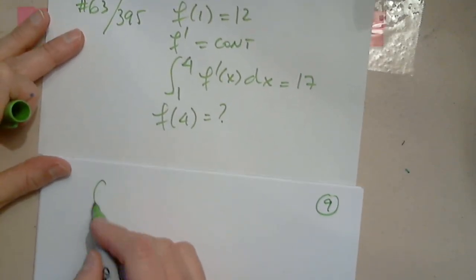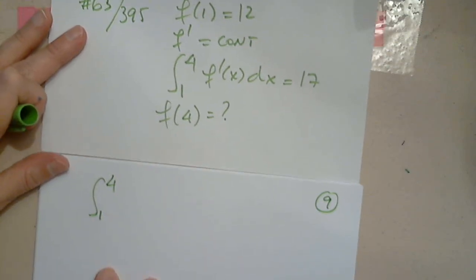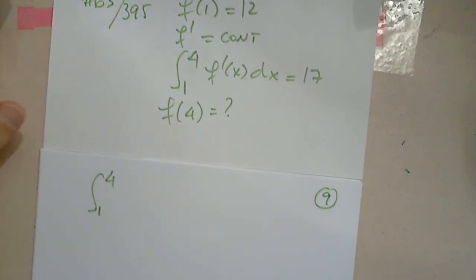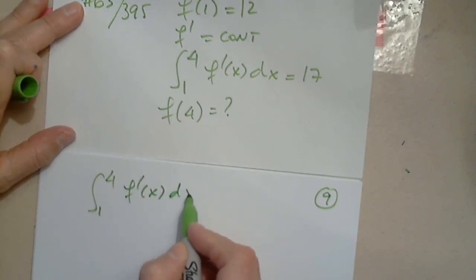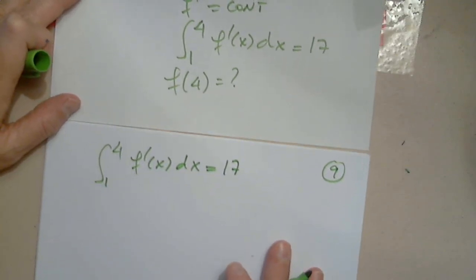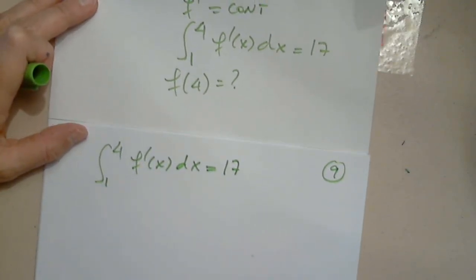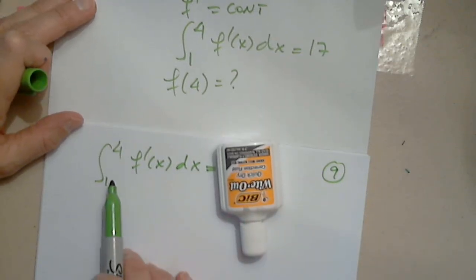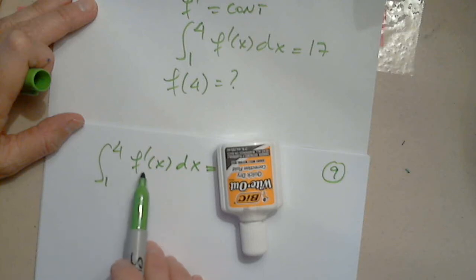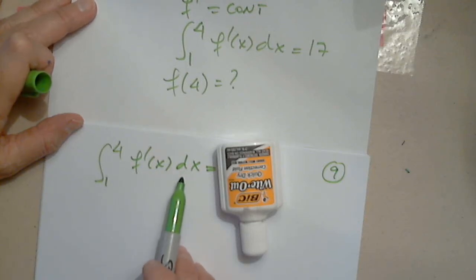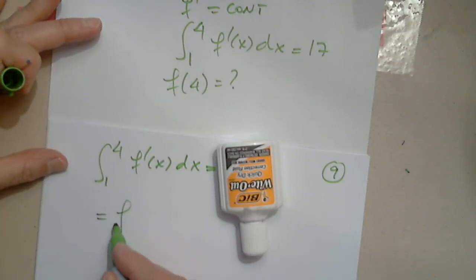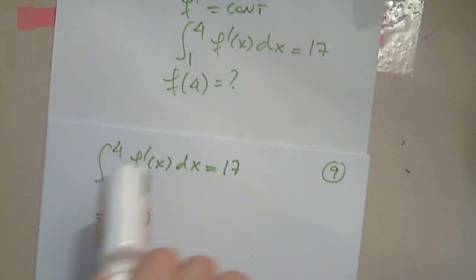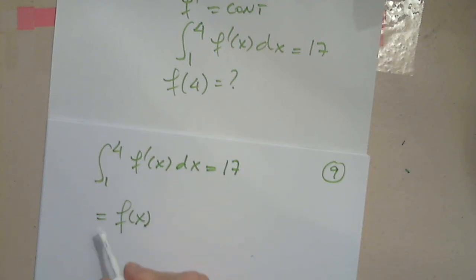The integral from 1 to 4, and then we'll choose other problems. I just copied the problem. I have never looked at it. So the integral of f prime of x dx equals 17. So what does this really mean? Forget about the 17 for a moment. What does this really mean? The integral from 1 to 4 of f prime of x dx. By definition, this must be f of x. I shouldn't put the equal symbol there. I'm just writing the left-hand side of the equation.